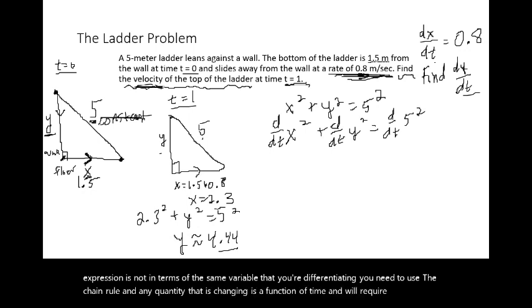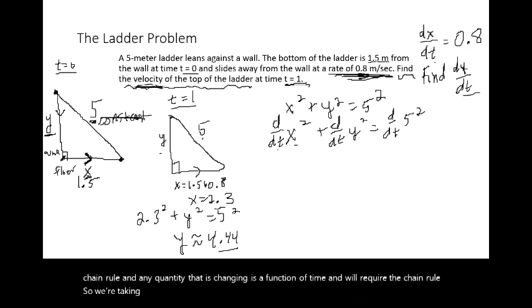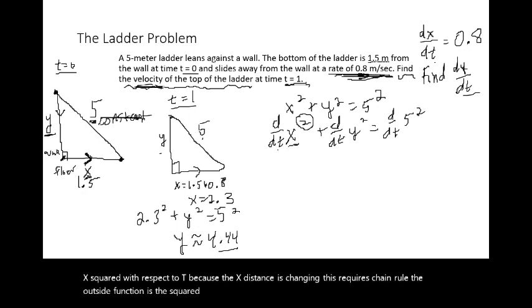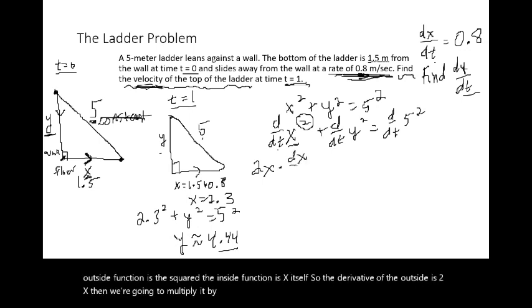So we are taking the derivative of x squared with respect to t. Because the x distance is changing, this requires the chain rule. The outside function is the squared, the inside function is x itself. So the derivative of the outside is 2x. Then we're going to multiply it by the derivative of the inside, dx/dt.